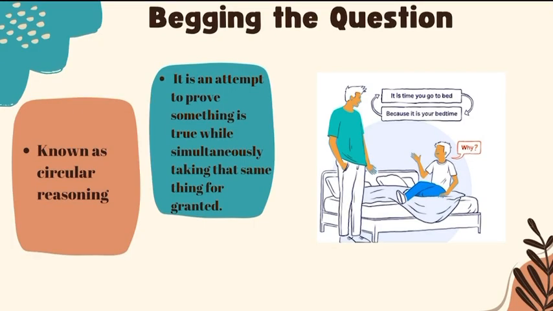Begging the question, also known as circular reasoning, occurs when an arguer assumes the truth of the conclusion they are trying to prove within the argument itself. There are two common ways to commit this fallacy. It's an attempt to prove something is true while simultaneously taking that same thing for granted. For example, it's time for you to go to bed because it's your bedtime.